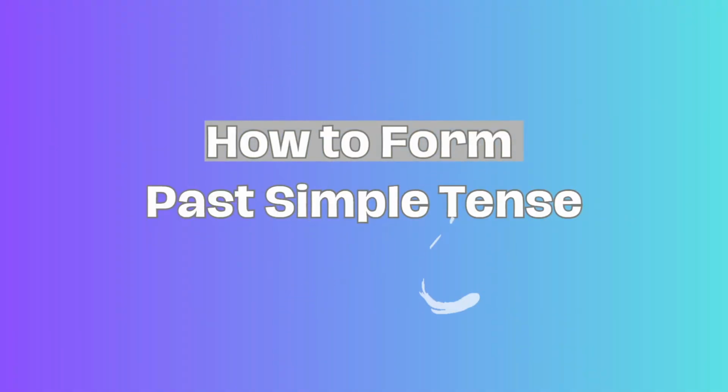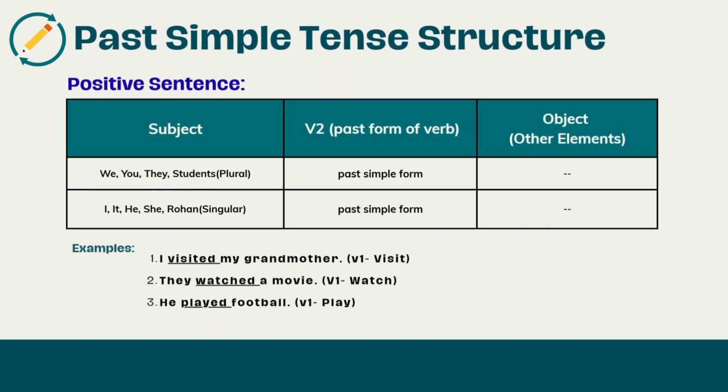past simple. In order to structure the past simple tense, especially the positive sentences, we have to have the subject first. What is the subject? The doer of the action. Then we have to put the V2, also called the past form of the verb, and then followed by that object or any other elements like the complement or adverbial. For example, I visited my grandmother.